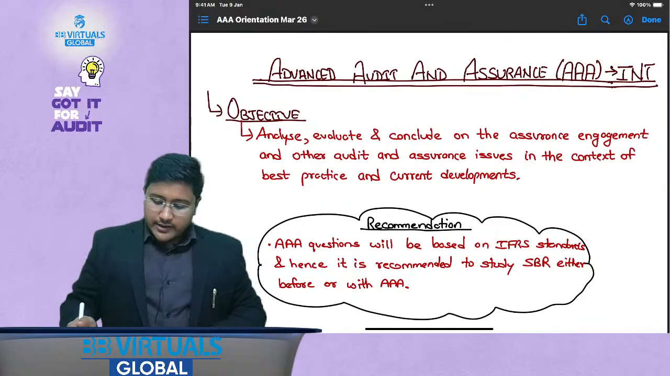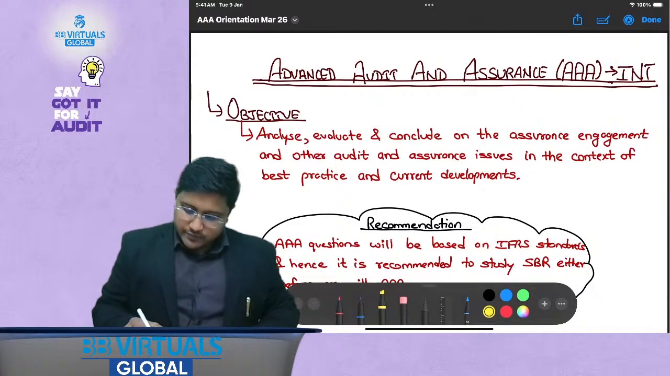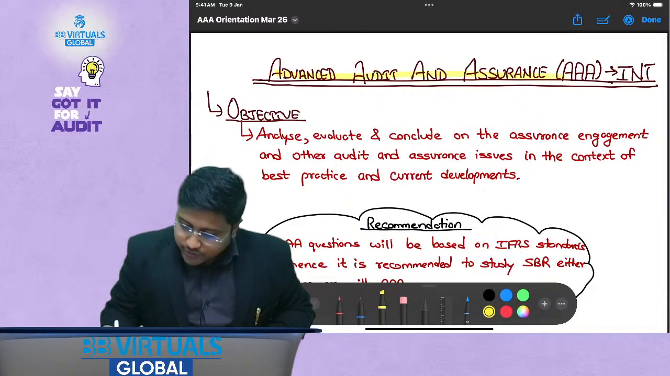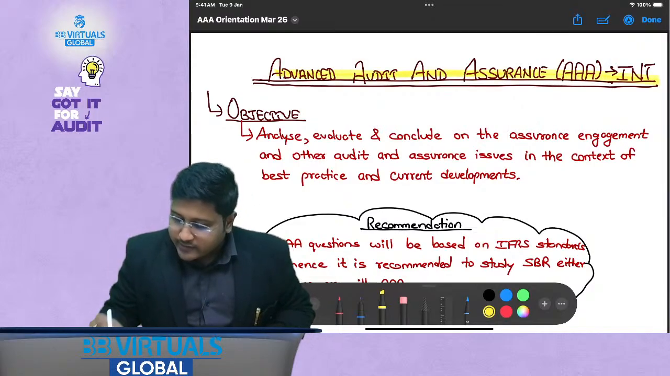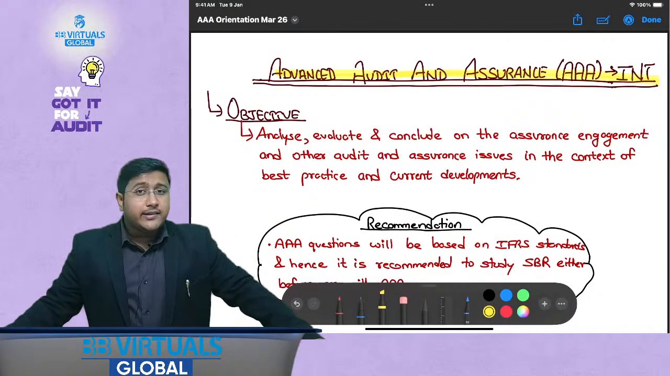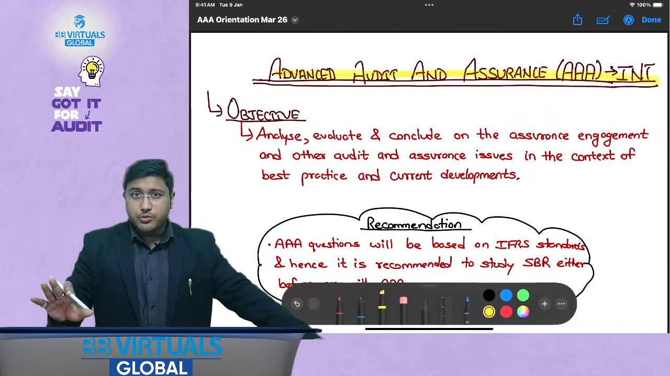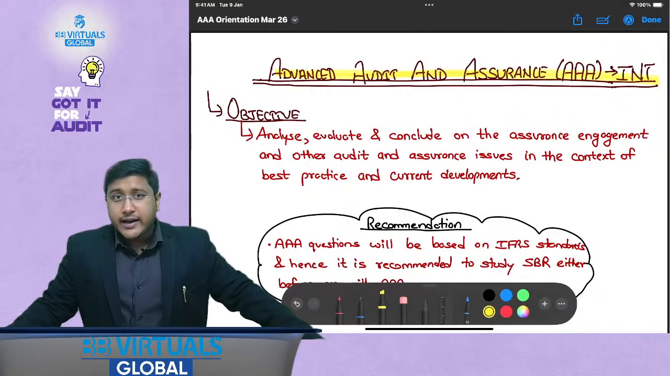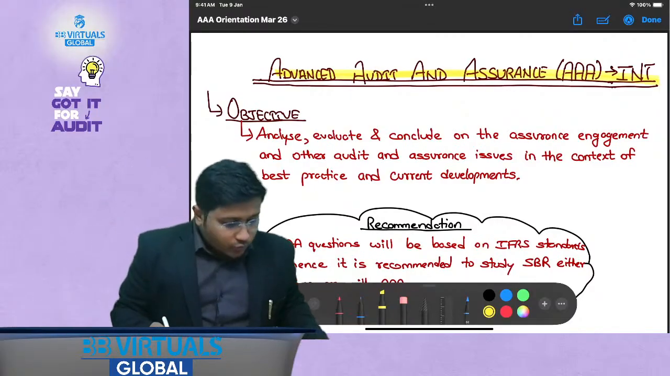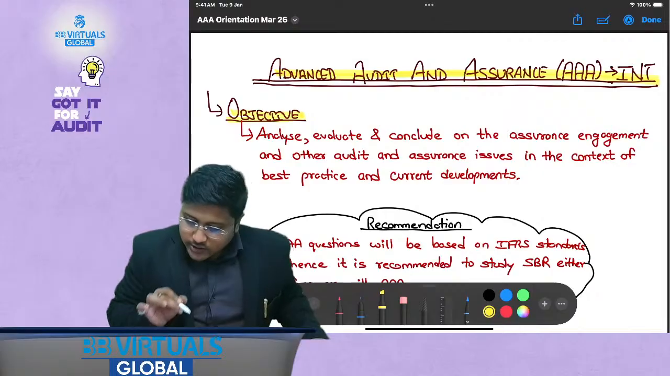So my friends, let's first discuss this subject, which is Advanced Audit and Assurance, which is AAA. We are going to cover the INT syllabus, which is the international syllabus, not the UK version. Now, what is going to be the objective of this particular subject?